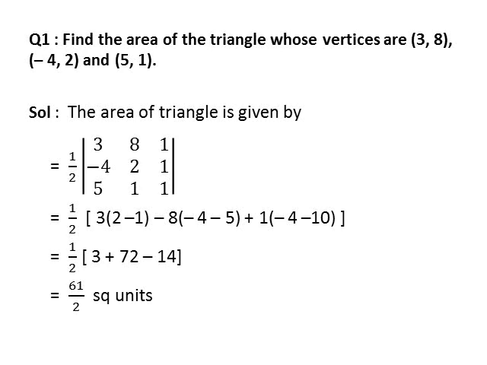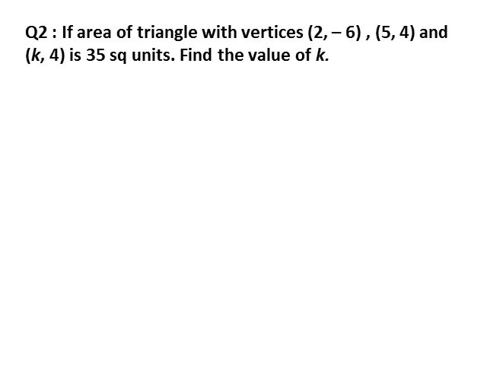Here the value of this determinant is already positive, that is 61. In any case, if we get the value of the determinant negative, then for area take the absolute value of the determinant and multiply it by half, because area of a triangle can never be negative. Moving to the next question.